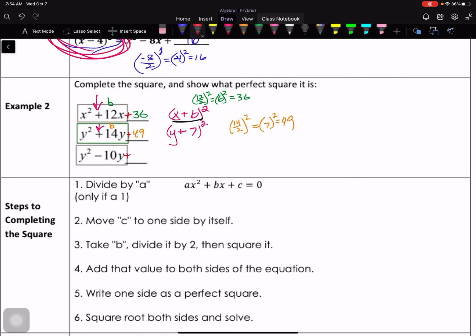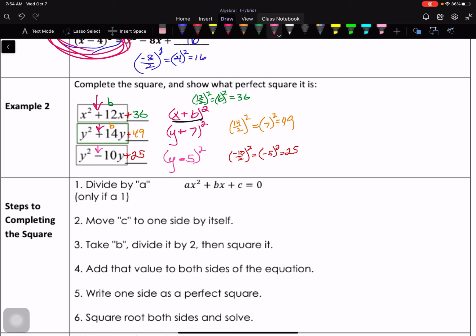One last example here. We are going to take half of b, so negative 10, square it, and you get 25. So that's what our c value would be. Then to find the perfect square, we take our variable, which is y, our first sign, which is minus, and then half of b, which is 5. There you go. And that's it.